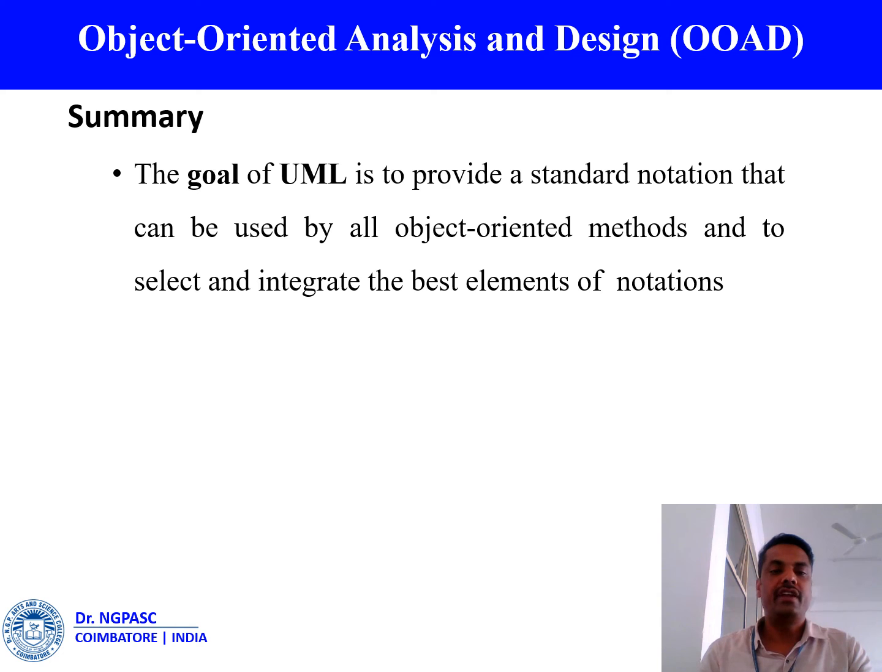So finally, we can conclude the topics. The main goal of UML is to provide a standard notation that can be used by all object-oriented methods and to select and integrate the best elements of the notations.